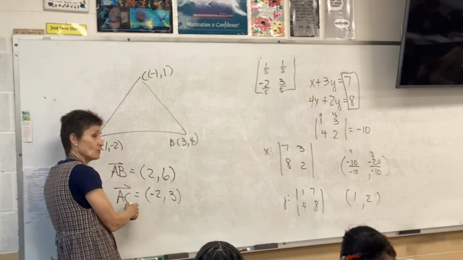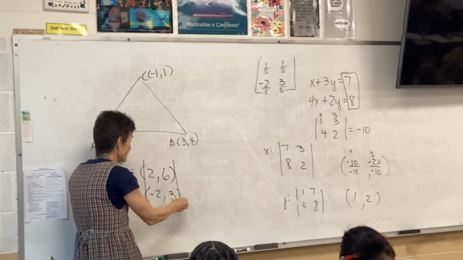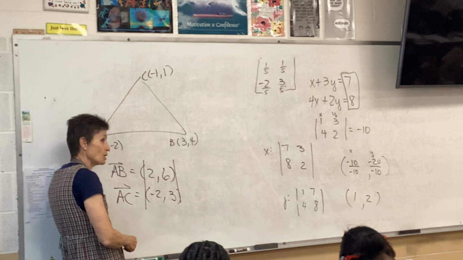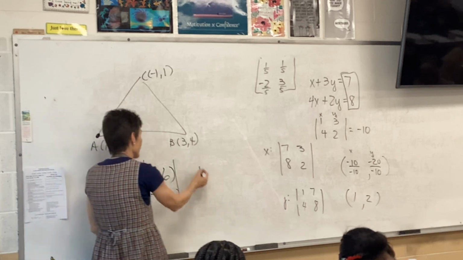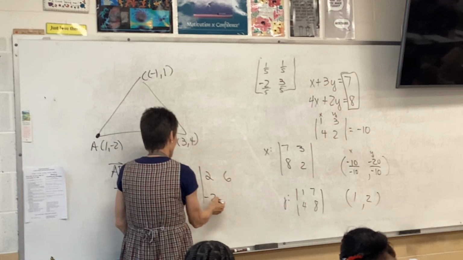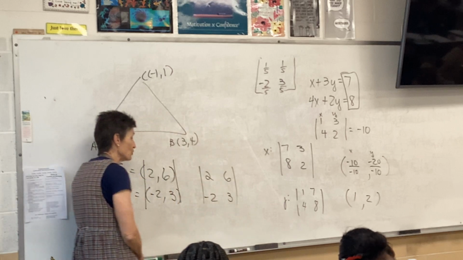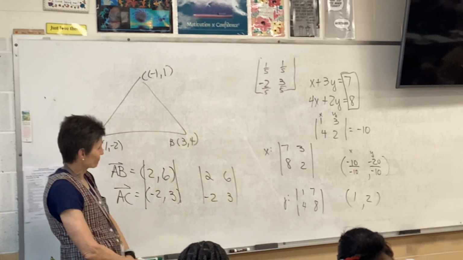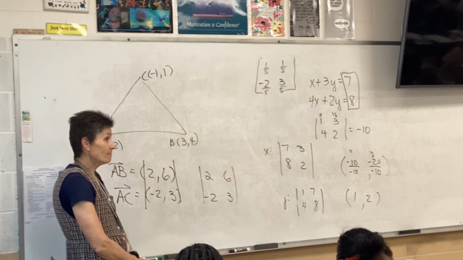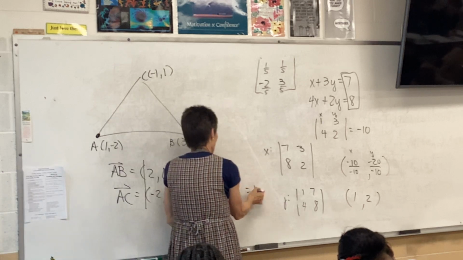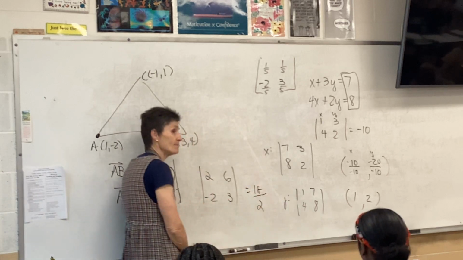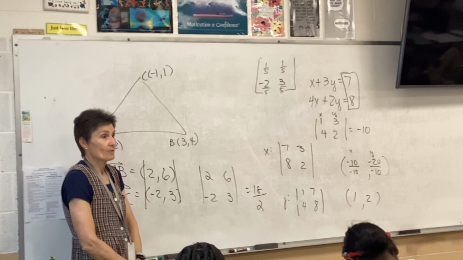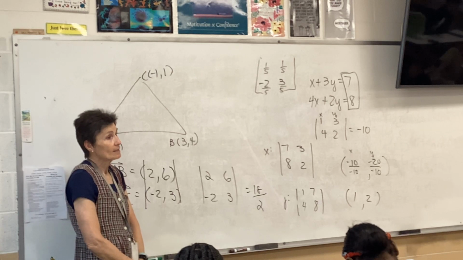Once you get your vectors built, you just create a determinant. Don't change anything, just build a determinant and evaluate it. What is the value of that determinant? 18. And then you cut it in half, and that's the area of the triangle. So the area of this triangle is 9.